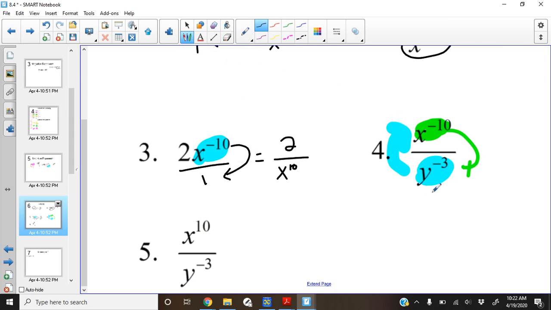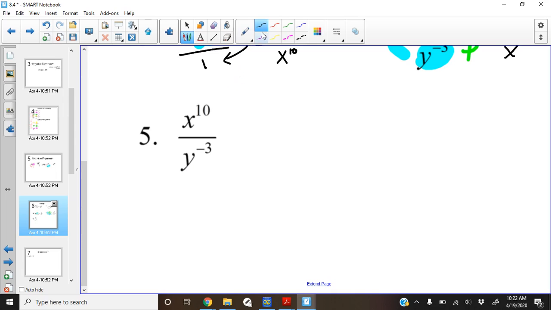So then y to the negative third becomes y to the third over x to the 10. Now, can I simplify this further? No, because the bases are not the same. Remember, keep the base and then do the work to your exponents. But if they're not the same base, that's all you can do. Just leave it like that.